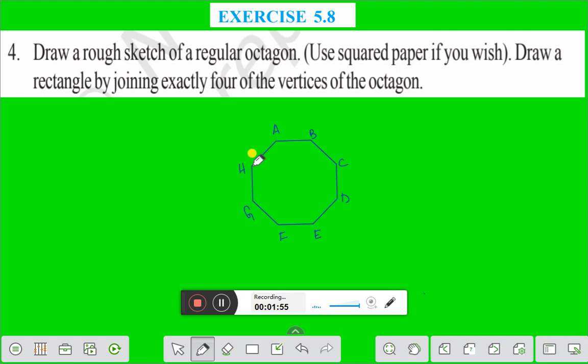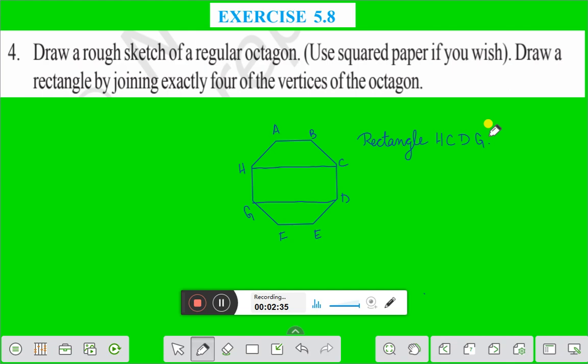If we join H to C and G to D, right? That means we are getting a rectangle, right? That is a rectangle. This is a rectangle HCDG. Okay, we got the rectangle.